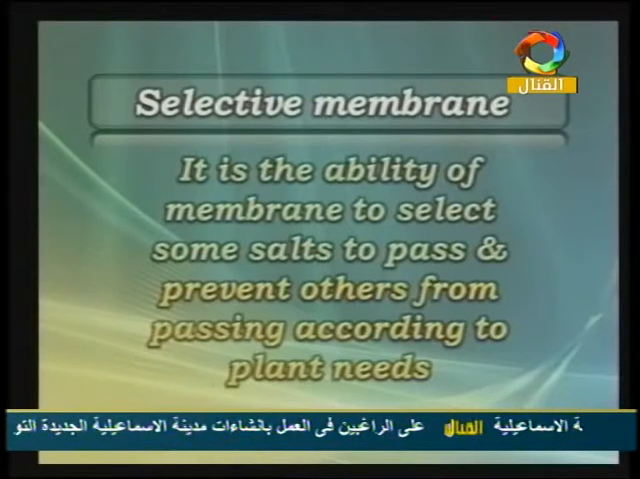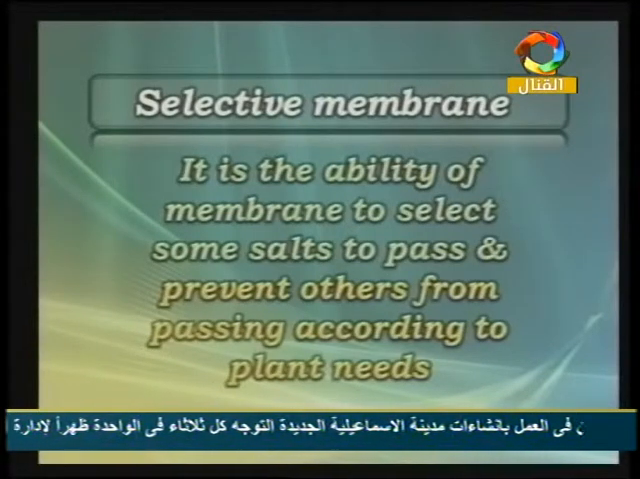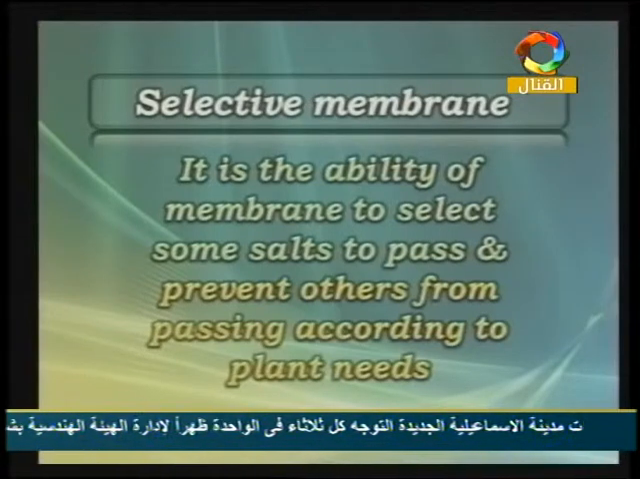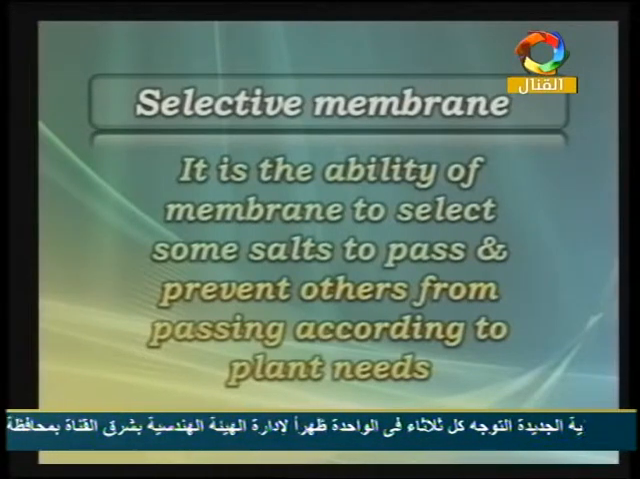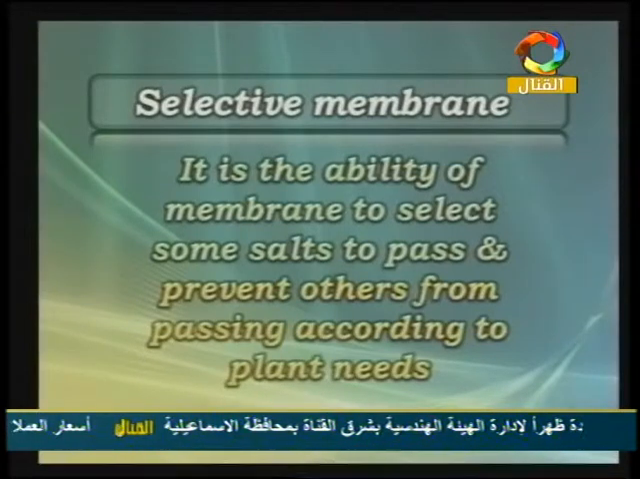So last time, we covered the selective membrane. It is the ability of the membrane to select some salts to pass and prevent others from passing according to the plant's needs.